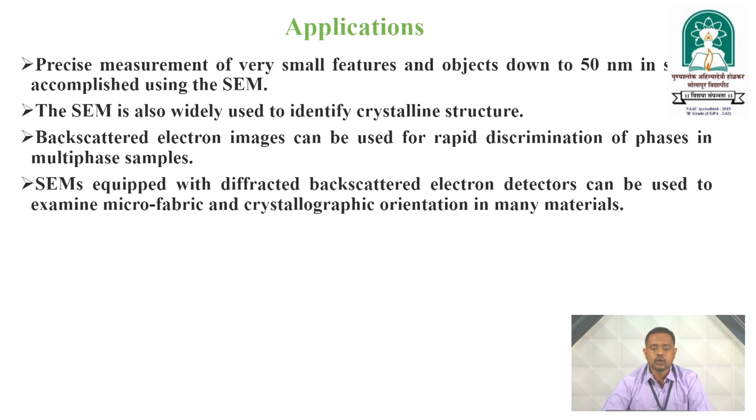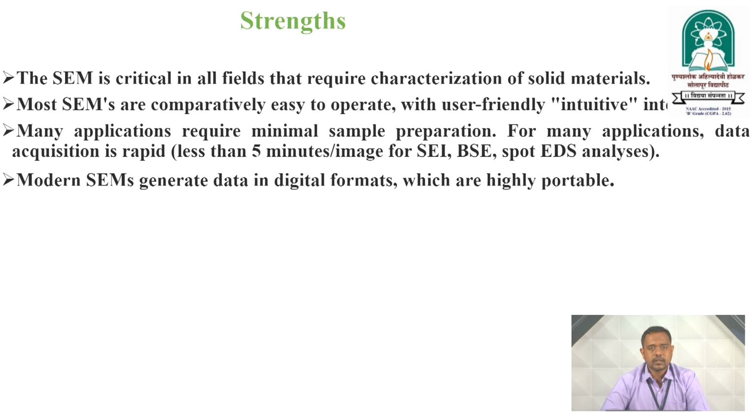SEM is also widely used to identify the crystalline structure. Backscattered electron images can be used for the rapid discrimination of the phases in a multiphase sample. That means if we have multiphase samples, we can use the backscattered electrons to discriminate, that is, differentiate the different phases of that particular sample. The SEM is equipped with a diffracted backscattered electron detector that can be used to examine the microfabric and crystallographic orientation in many materials.